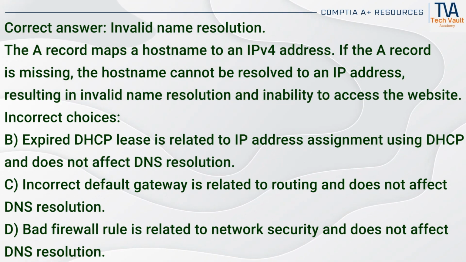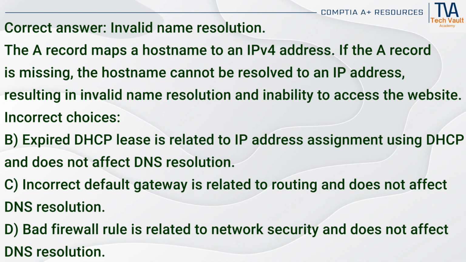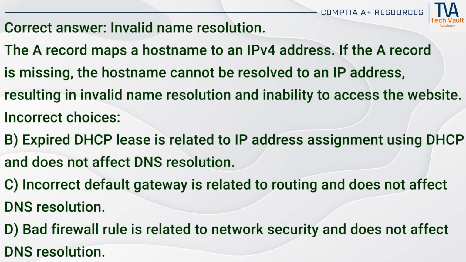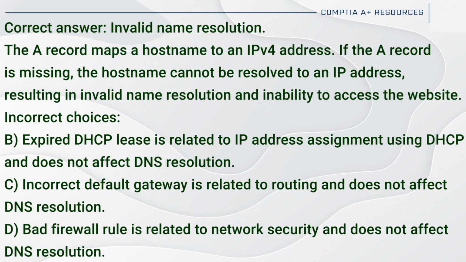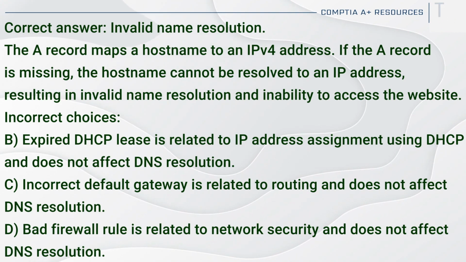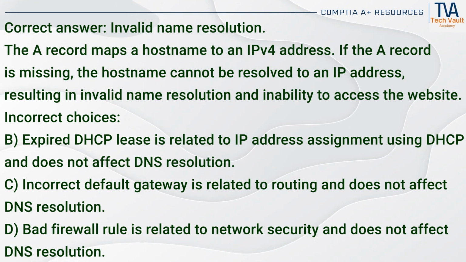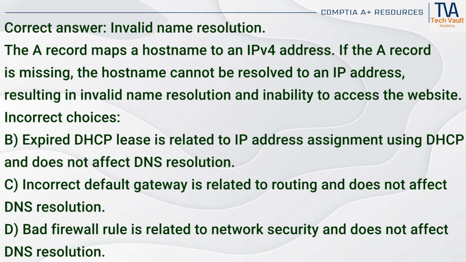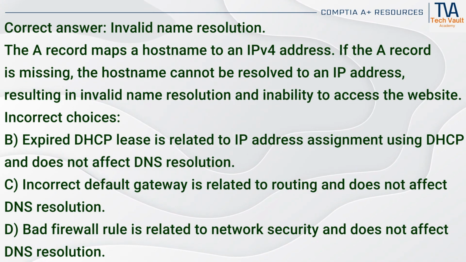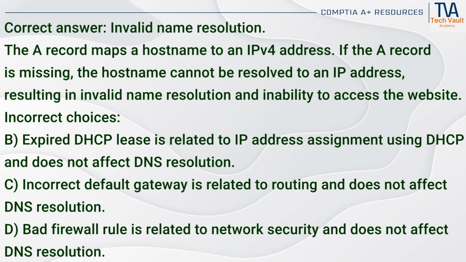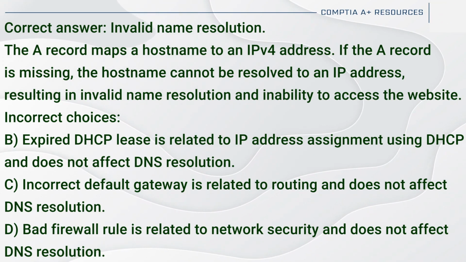Incorrect choices. B, expired DHCP lease is related to IP address assignment using DHCP and does not affect DNS resolution. C, incorrect default gateway is related to routing and does not affect DNS resolution. D, bad firewall rule is related to network security and does not affect DNS resolution.